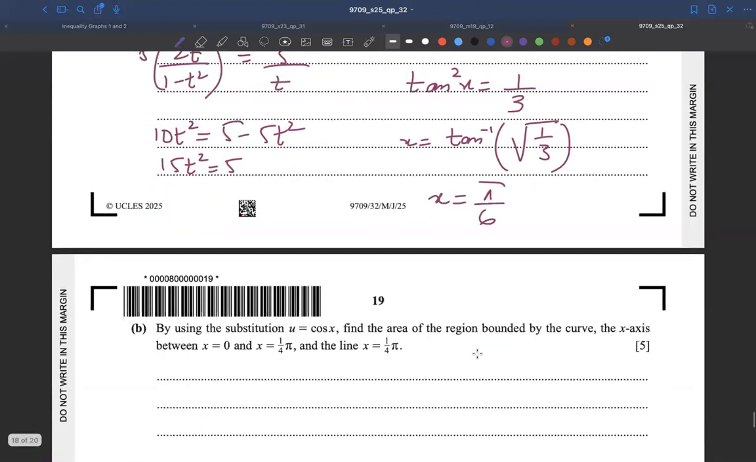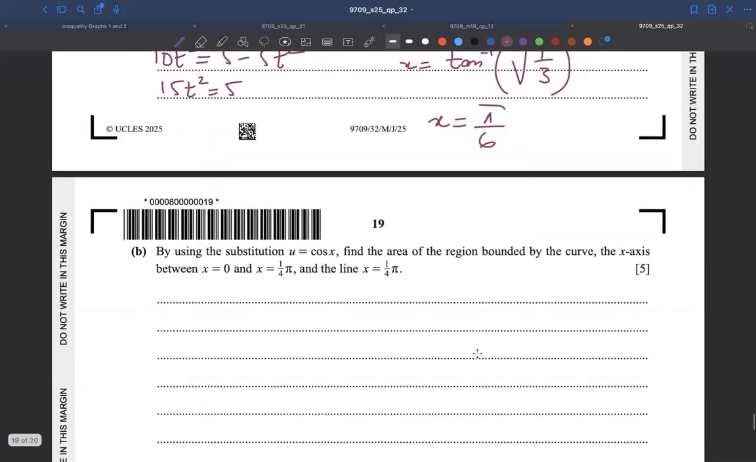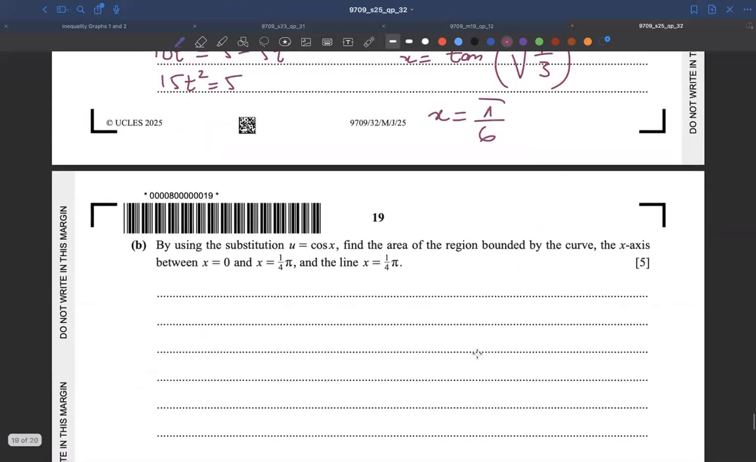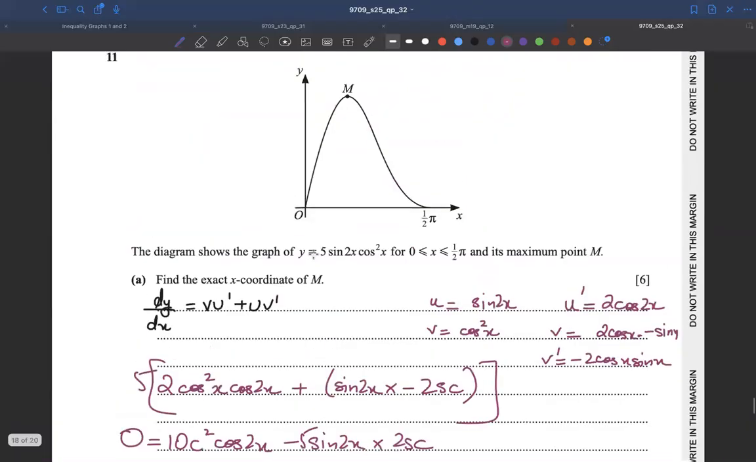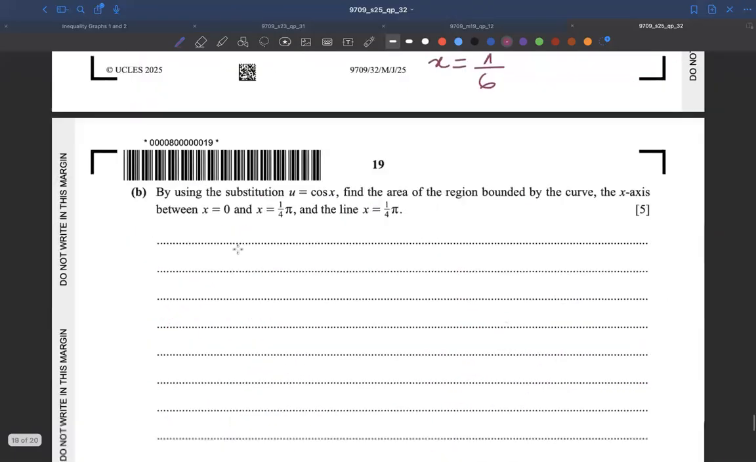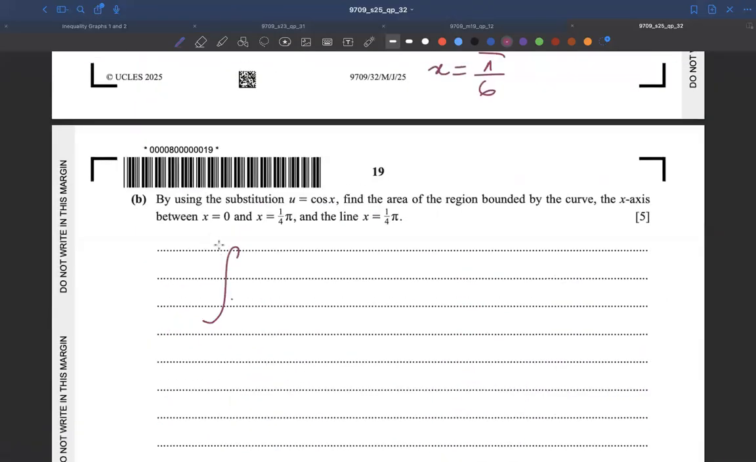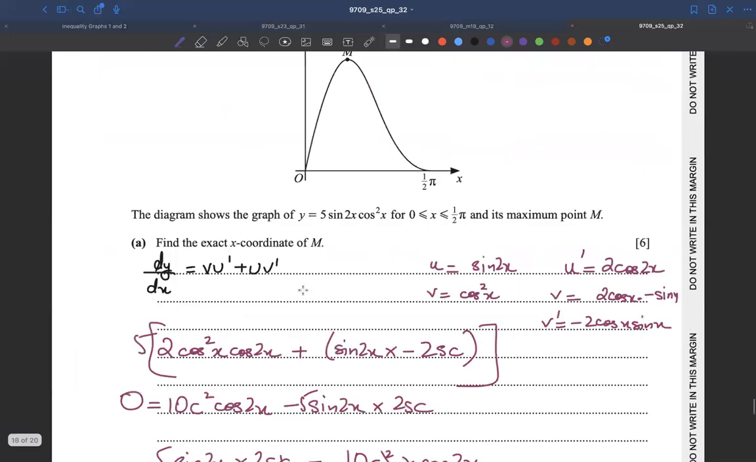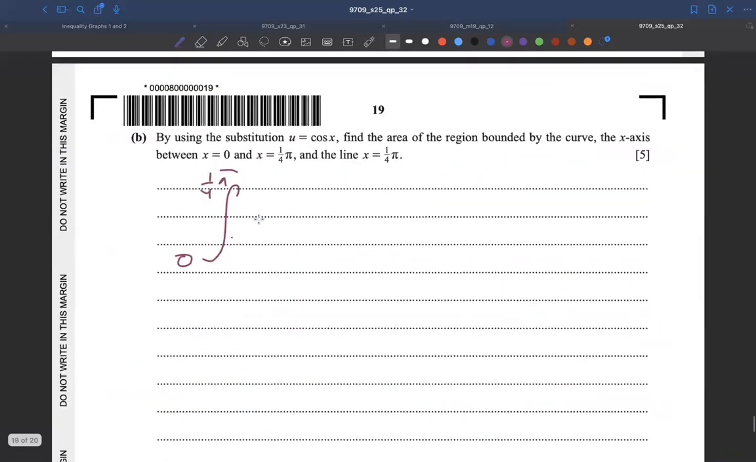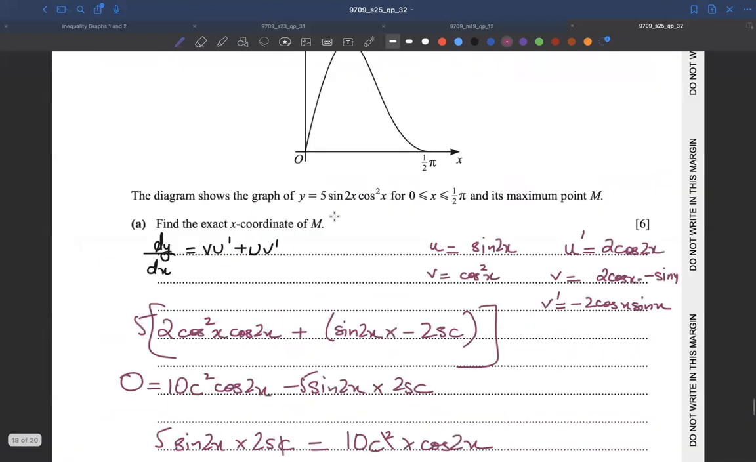Now in part B, by using the substitution u equals cos x, we have to find the area of the region bounded by the curve, the x-axis, between these 2 points and the line x equals 1 upon 4 pi. So the equation is 5 sin 2x cos squared x. So we have to integrate with the limits 1 upon 4 pi and 0. And our equation is 5 sin 2x into cos squared of x dx.